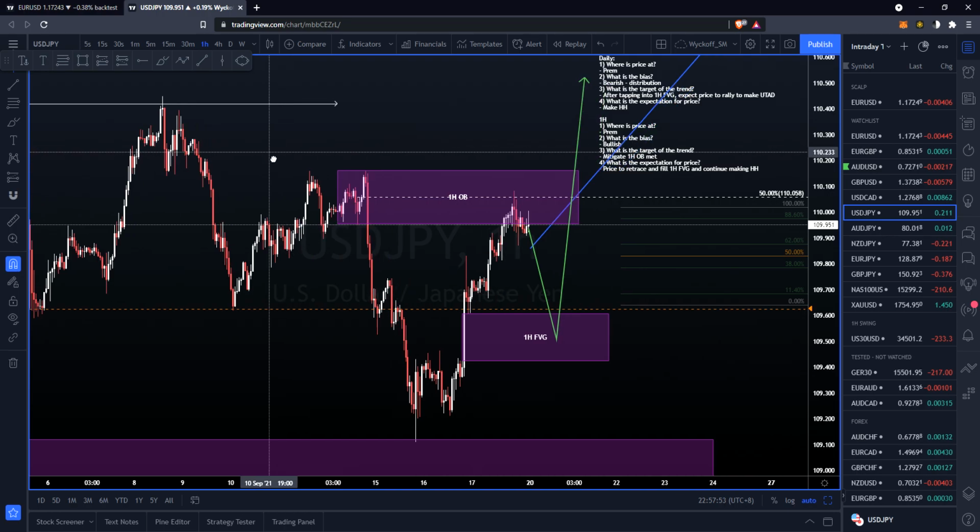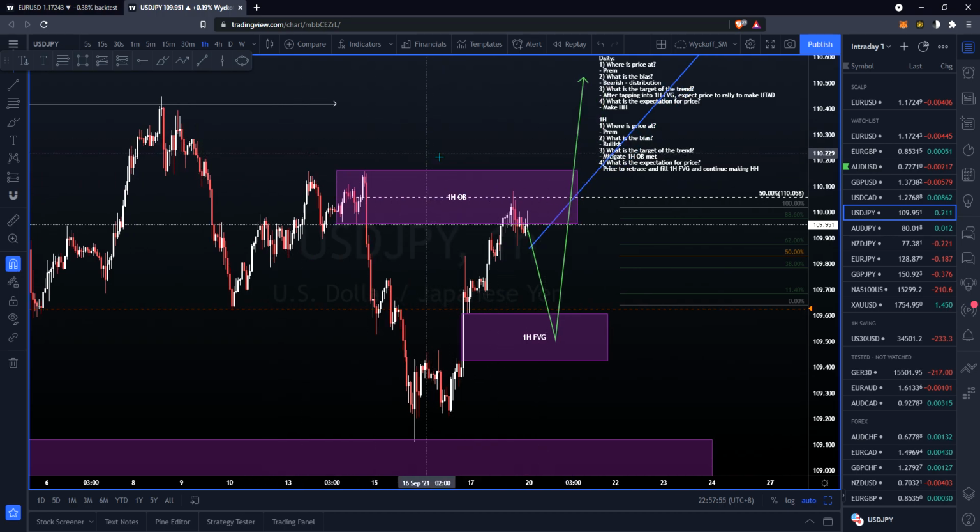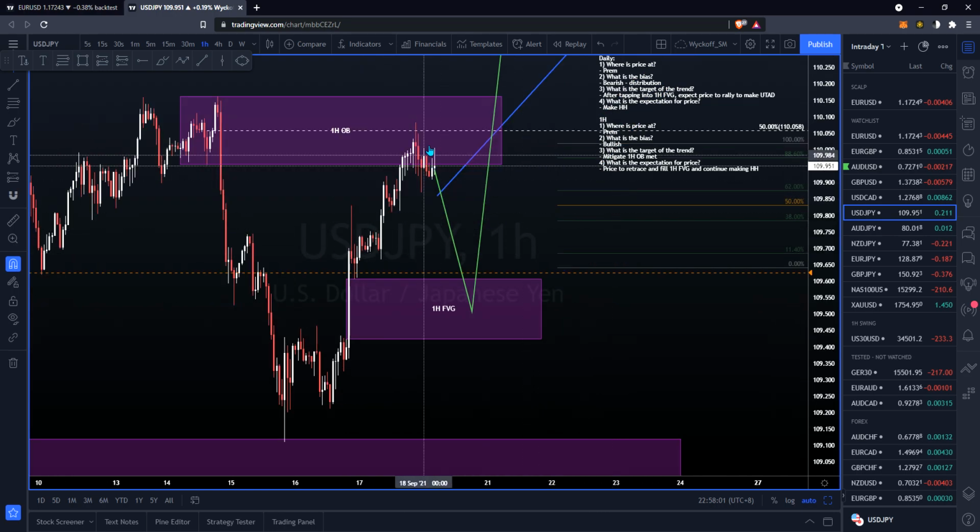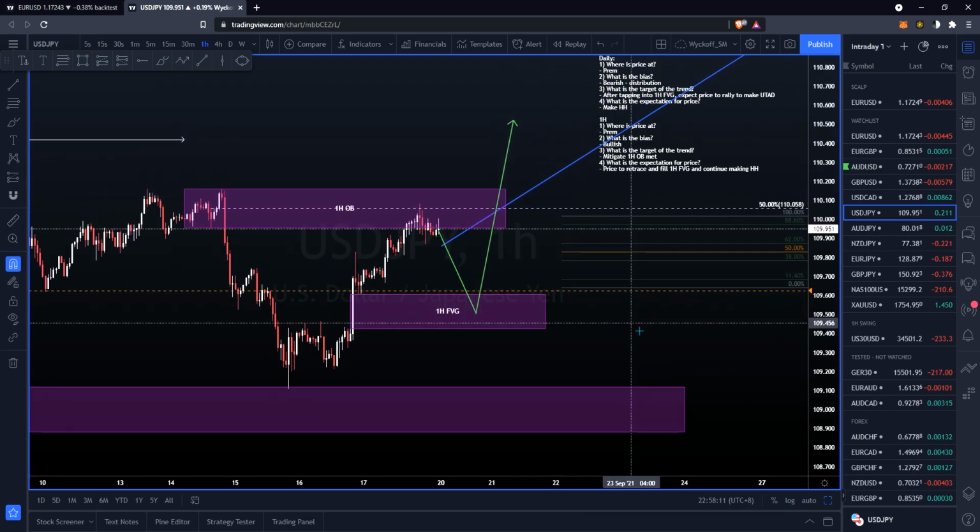So on lower time frame, we actually tap into this 50% level of the 1 hour order block. So right now I'll expect price to actually come down to fill this gap over here before going higher. So I'll be waiting for a confirmation over here before I take a long.